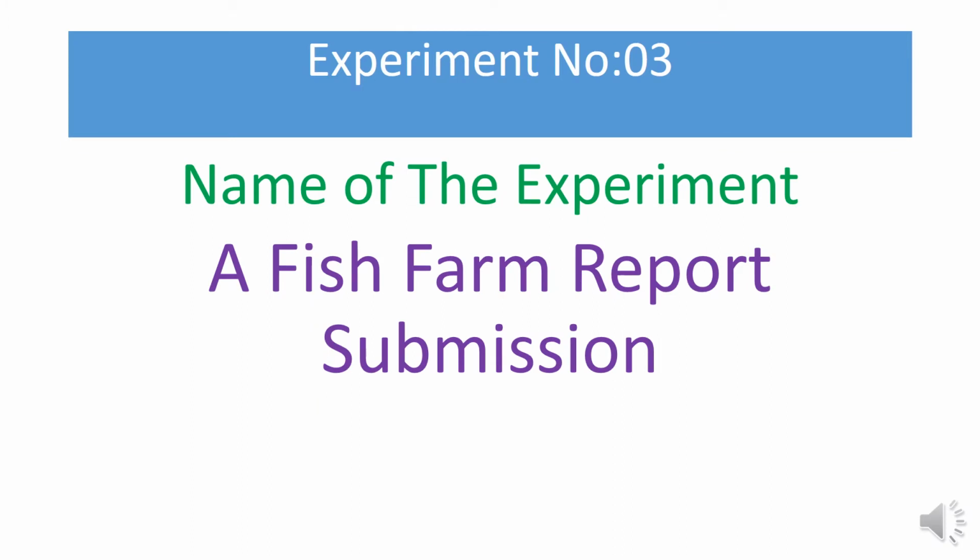Today we will discuss experiment number 3, and the name of the experiment is a fish farm report submission. From experiment number 1 and 2, you already know that you have to use only the right side page of your practical notebook for both writing and drawing, and make sure you don't use the left side page. For drawing, you must use pencil.